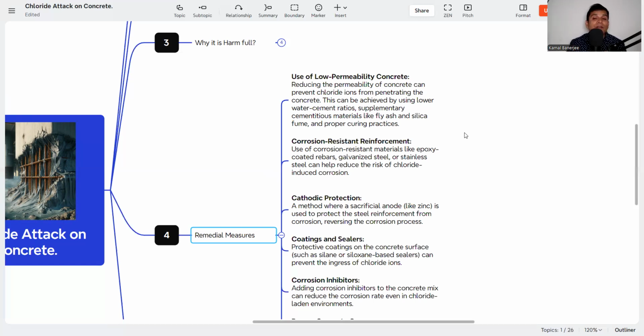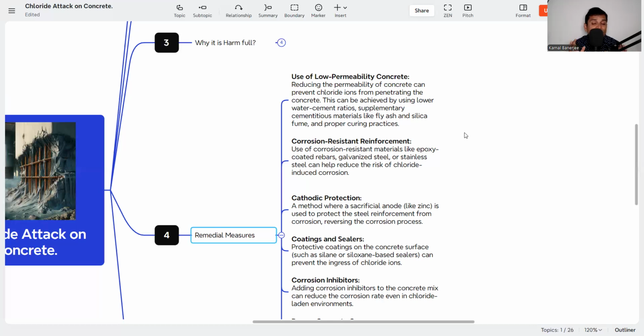So reducing the permeability of concrete can prevent chloride ions from penetrating it. This can be achieved by using lower water-cement ratios, supplementary cementitious materials like PFA or pulverized fuel ash, silica fume, and proper curing practice. So if we want to make low permeability concrete, the measures are a lower water-cement ratio, supplementary cementitious materials, and proper curing. The curing process is very important. Without curing, this permeability or durability cannot be achieved. So you need to protect your concrete and monitor the curing process.